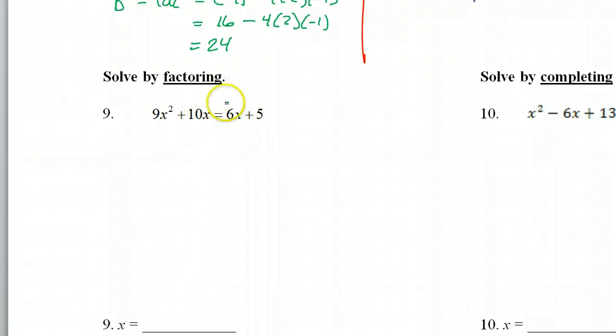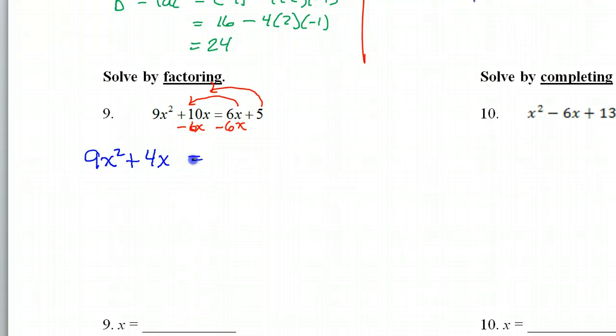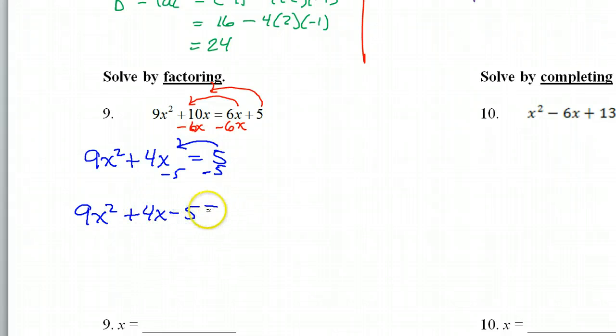Solve by factoring. To solve by factoring, we need this to be in standard form. So let us subtract 6x from both sides. That gives me 9x squared, 10 minus 6, so 4x is equal to 5. Now that 5 still needs to go, so let's subtract 5 from both sides. So that will give me 9x squared plus 4x minus 5 equals 0.